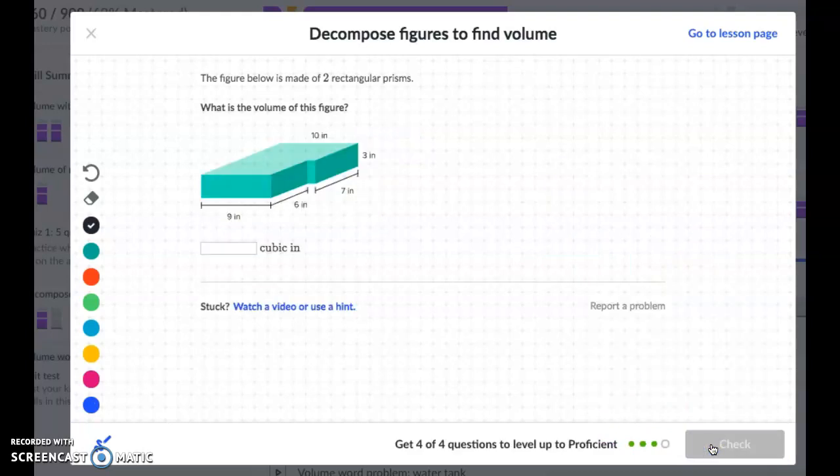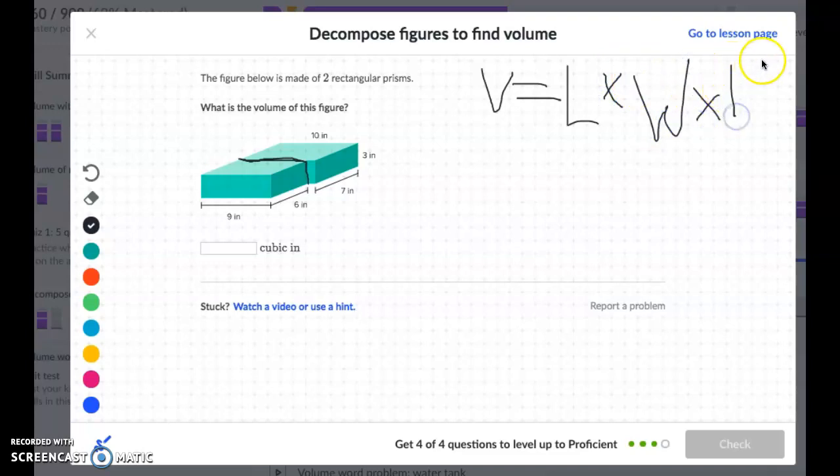The figure below is made of 2 rectangular prisms. Find the volume. So again, we're going to imagine that I've got that line here and that these are 2 separate figures. So I'm going to just look at my front figure to begin. But I always go back and write that equation so that I can keep my numbers straight. A lot of kids like to try to do this in their head, and I understand that it's one extra step to write this down, but I really think it's beneficial to take the time to write everything down.